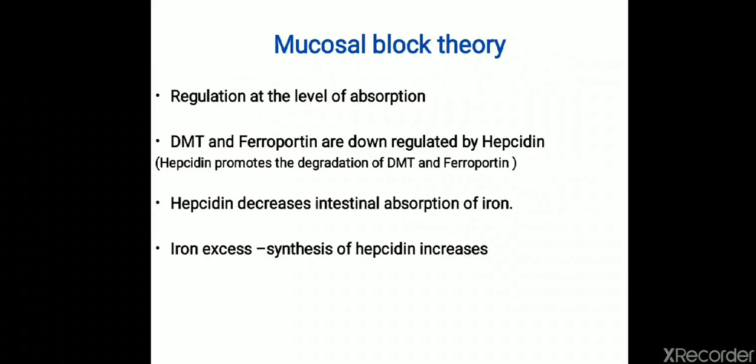These two proteins are regulated by another protein known as hepcidin, which is synthesized by the liver cell. Hepcidin promotes the degradation of DMT1 and ferroportin. So whenever there is sufficient iron in our body, our liver cell produces hepcidin, and this protein promotes the degradation of divalent metal transporter 1 and ferroportin. Thereby hepcidin inhibits iron absorption. That theory is known as mucosal block theory.